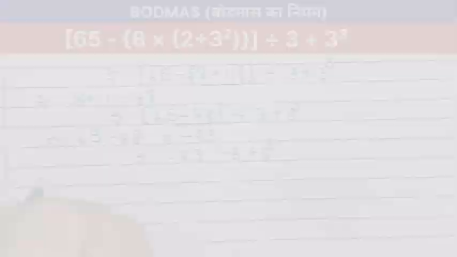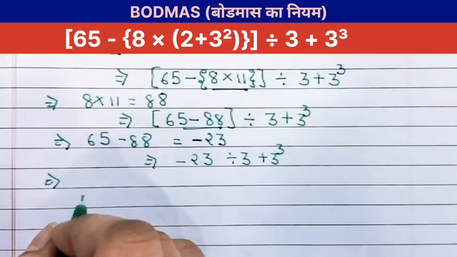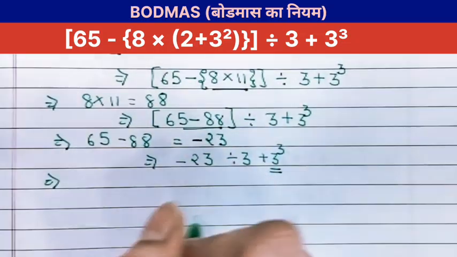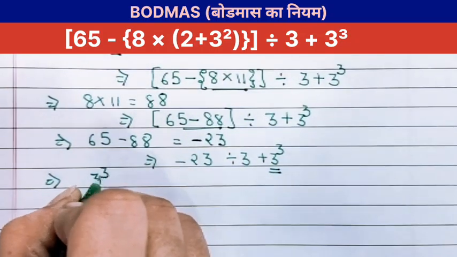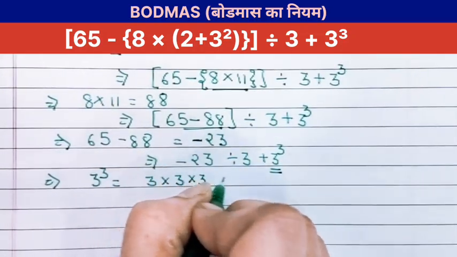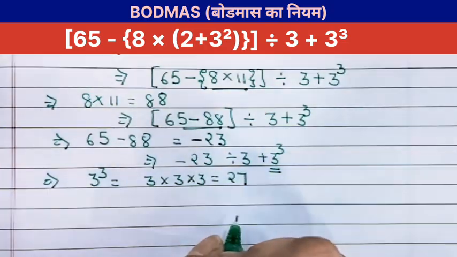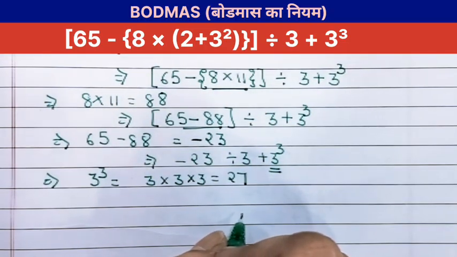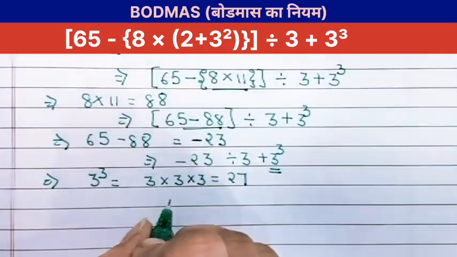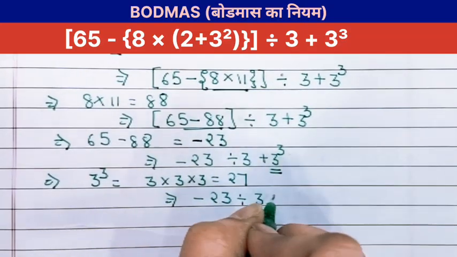Now the fifth step, simplify the outer exponents orders, calculate the value of the exponents. Now 3 cube is equal to 3 multiplied by 3 multiplied by 3, which equals 27. Now all the brackets are gone. We solve the remaining orders before doing the division and addition. So now the current expression becomes minus 23 divided by 3 plus 27.